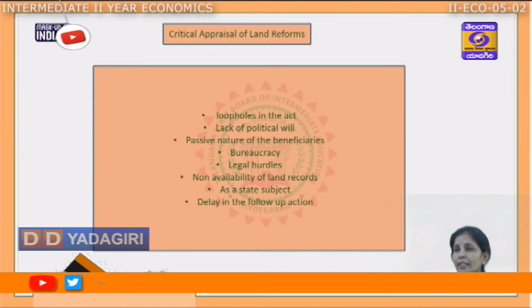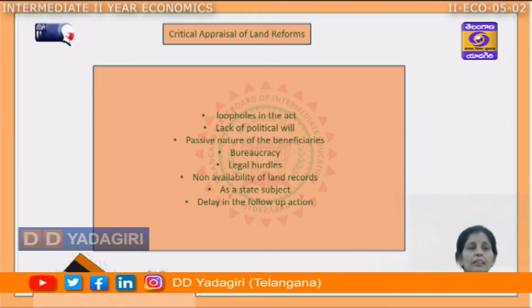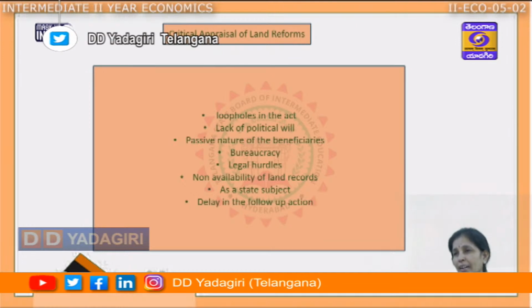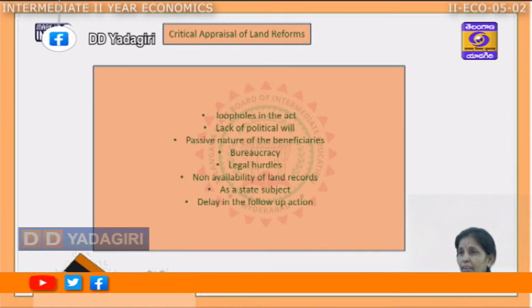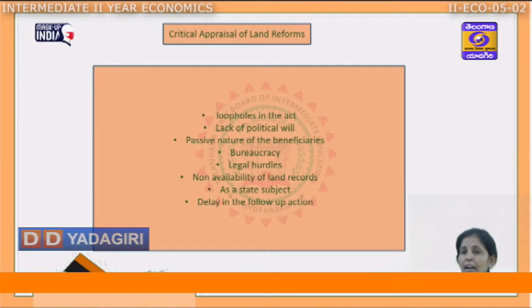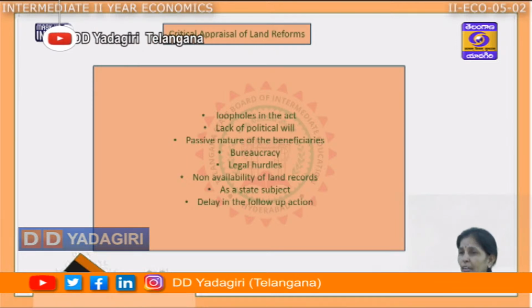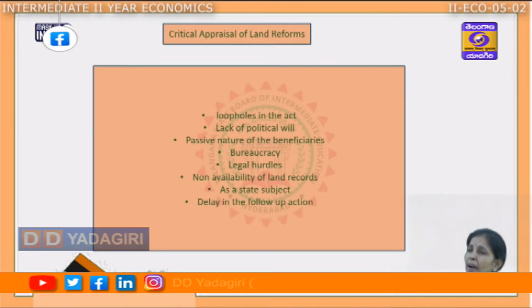The next one is a critical appraisal of land reforms. What are the various criticisms of this? Loopholes in the act. There are certain acts, for example, ceiling on land holdings and consolidation of land holdings. Unless the farmers have the proper legal papers recorded on the land, the consolidation cannot take place. On ceiling on land holdings, very few people will give updated information about having additional land. So there are certain drawbacks in the act.